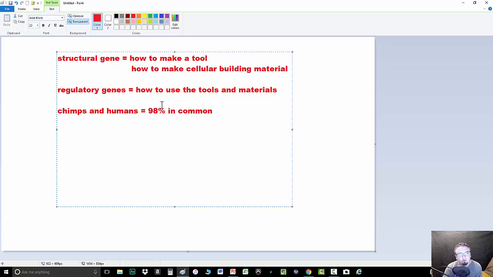So how is this possible? Well, we basically make all the same stuff. Our body has all the same types of skin, hair, teeth, bone, nerves, really, really similar. From a building material standpoint, we're almost the exact same thing. It's like two houses that are built out of the exact same materials, but you have two different builders that make them. They're going to look different, but they're more or less the exact same thing. So what makes all the difference is how the tools and the building material is used.